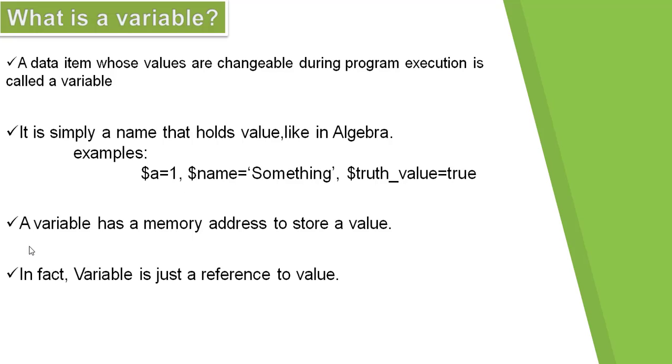And let's go here. A variable has a memory address to store a value. I already said this. In fact, a variable is just a reference to a value, meaning that in our illustration example, $a was a variable and it was pointing to that memory cell, since reference means to point to something. That memory cell has a value of 10 and it was pointed to by the variable a. So variable a becomes just a reference to that value, I mean 10. So let's move ahead with the code.